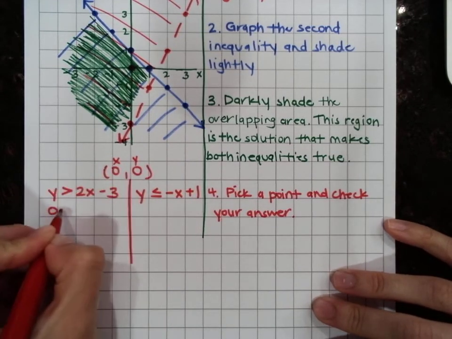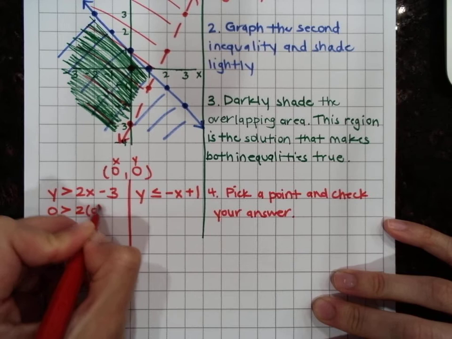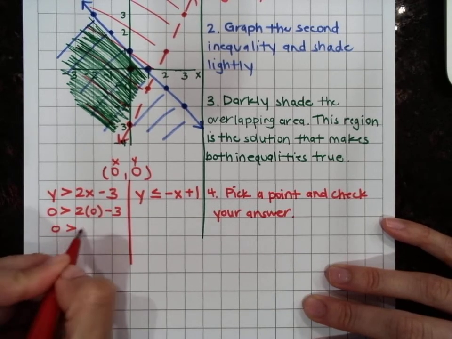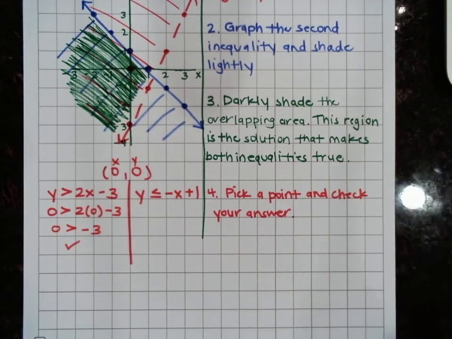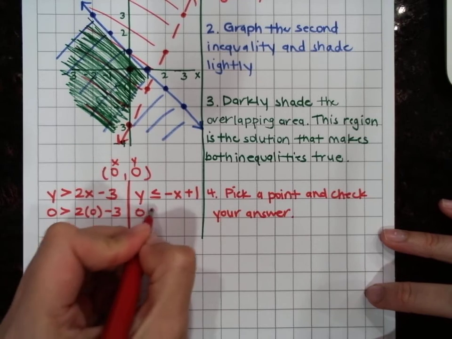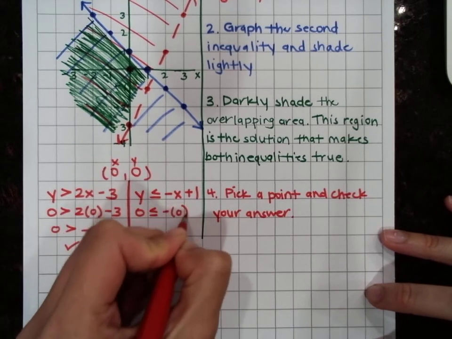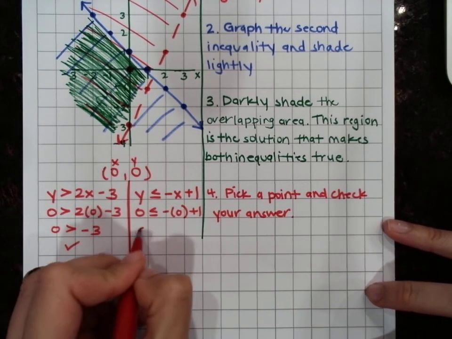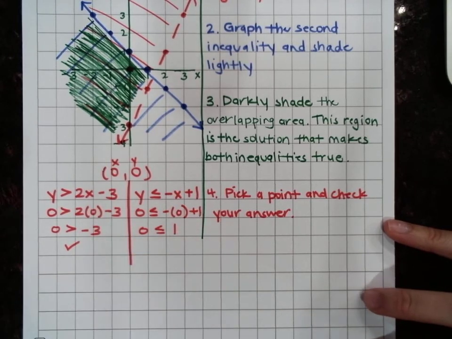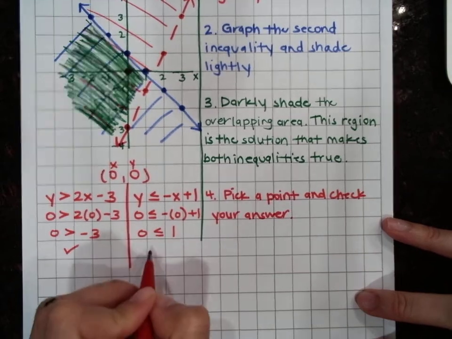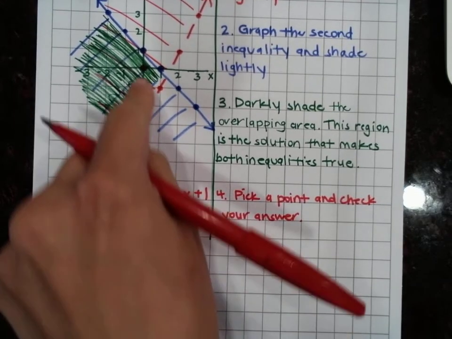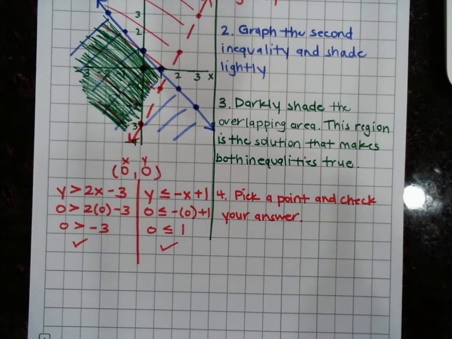So we have 0 is greater than 2 times 0 minus 3. 0 is greater than negative 3. Yes, 0 is greater than negative 3. And is 0 less than or equal to negative 0 plus 1? Negative 0 is just 0. 0 plus 1 is 1. Is 0 less than or equal to 1? Yes, it is. So we know that we found the correct region for our solution.